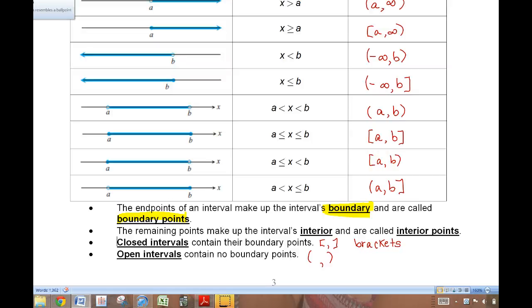Go ahead. Sorry, Maya. The interior and the interior points again. Okay, so the difference between the interior and the exterior points. The interior points would be anything but the endpoints. So if you have anything in between, oh, I messed up my graph. Anything in between A and B, not including A and B.